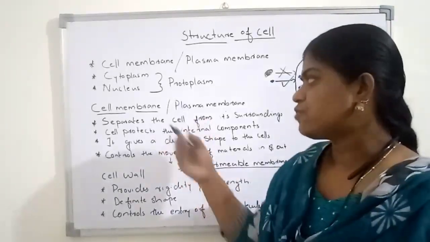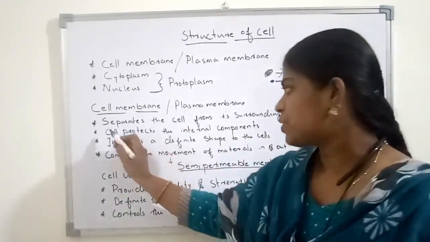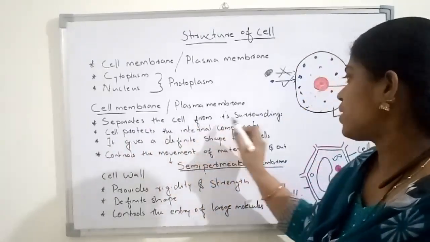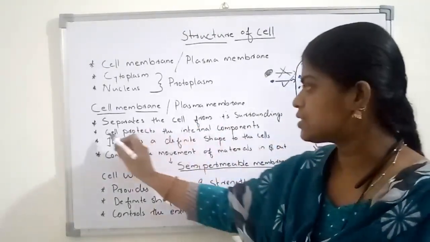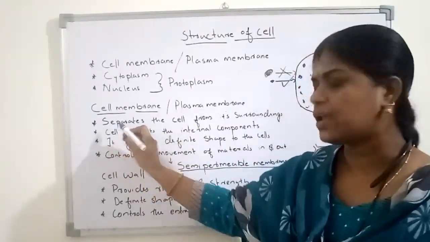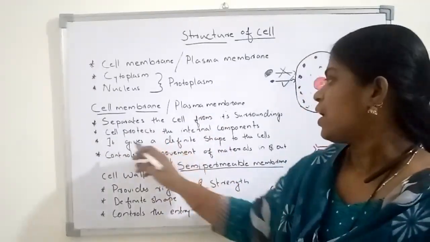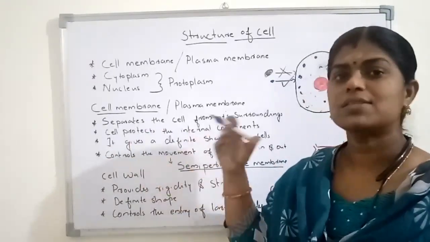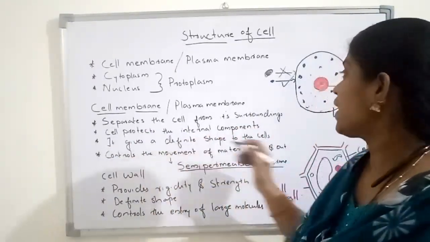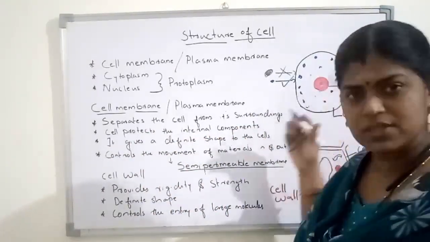So what is the function of the cell membrane? The cell membrane separates the cell from its surroundings. This is the first function. It separates each and every cell from its surroundings, and it gives protection to the internal materials of the cell.